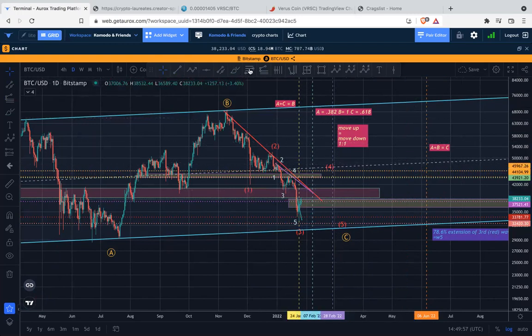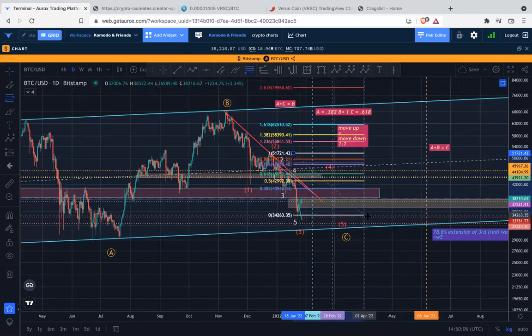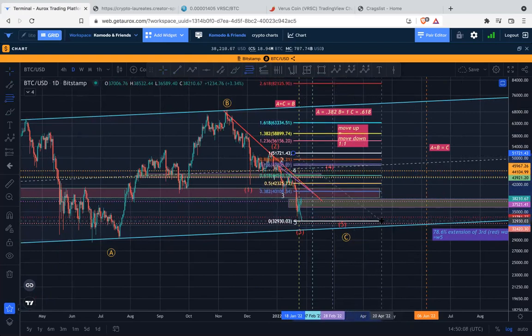Now let's just confirm that with retracements here. So if this 3 wave starting here retraces, then let me just get this off of here.